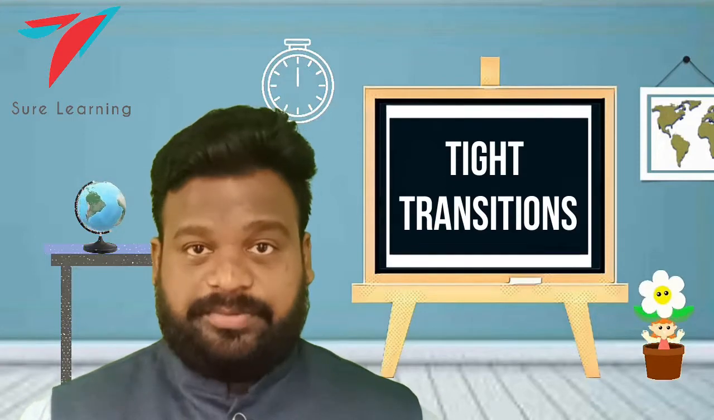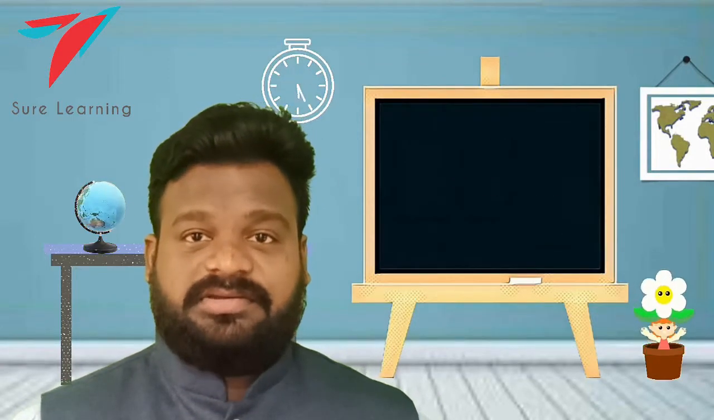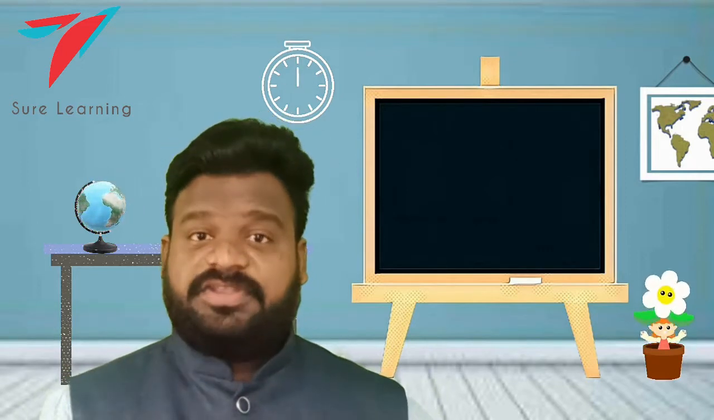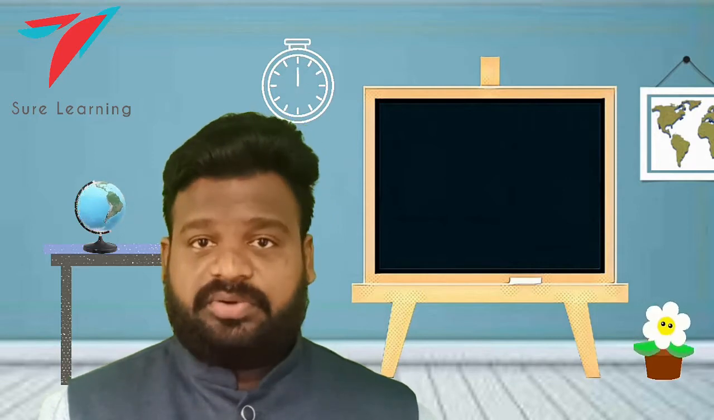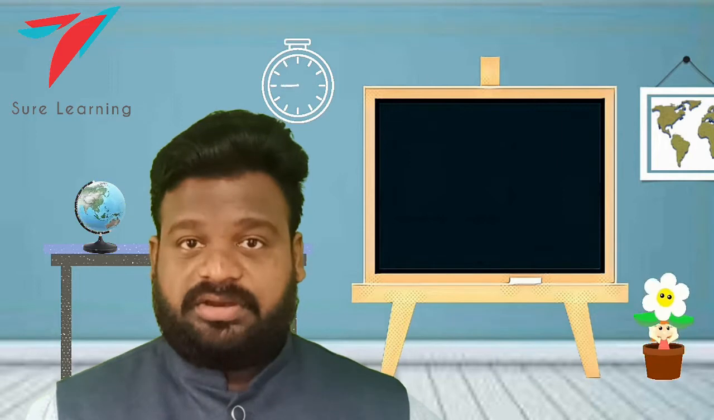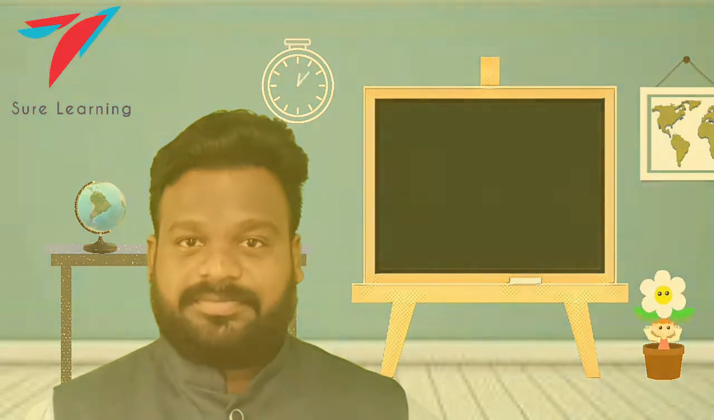Strategy number 3. Tight transitions. Transitions from one activity to the next, movement within and amongst classrooms, all take up time. If these are messy, it could lead to disruptions and conflicts. Ensure tight transitions which are routine and which students can execute without extensive narration by the teacher.